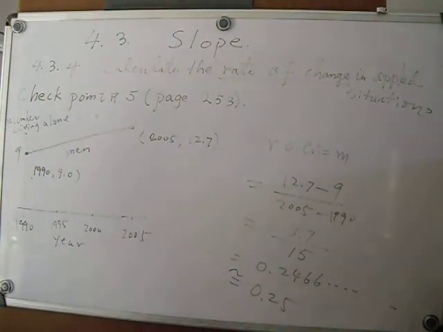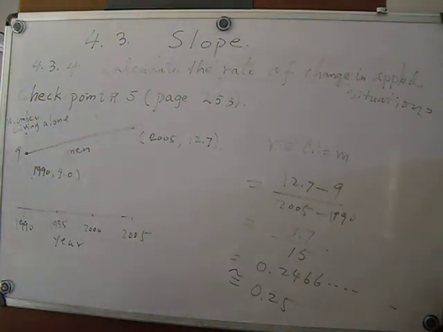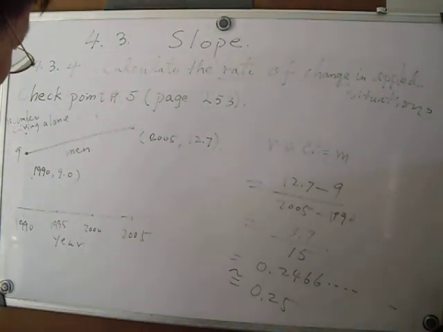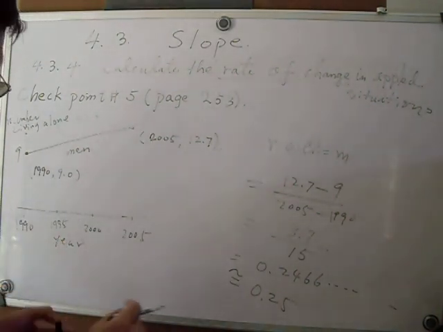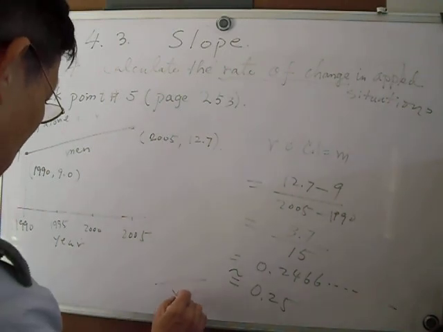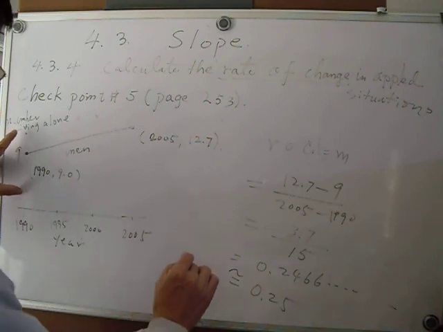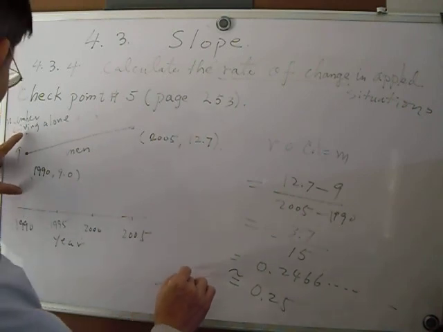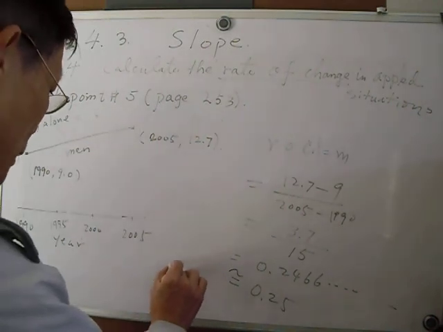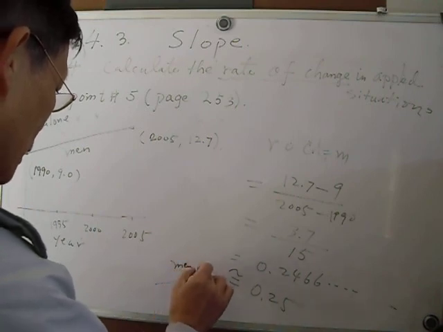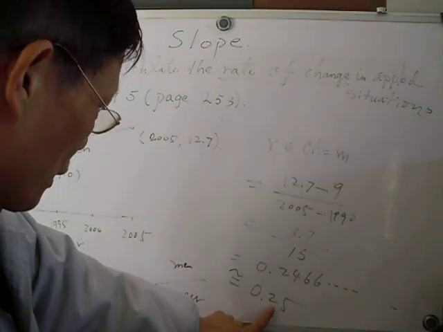And then use English to describe this, as they said. Describe what it represents, what this rate of change means. As you can see, the denominator is the year. The numerator is the men living alone, in millions. So the number is 0.25.